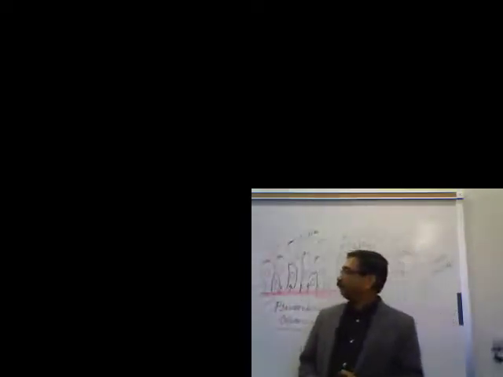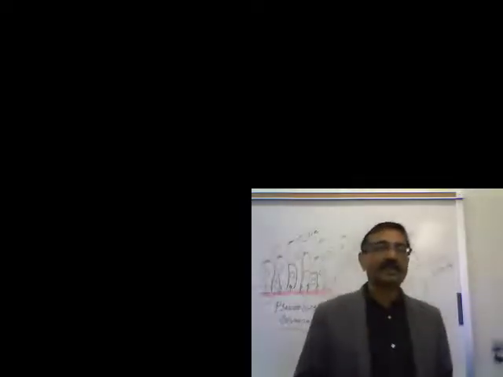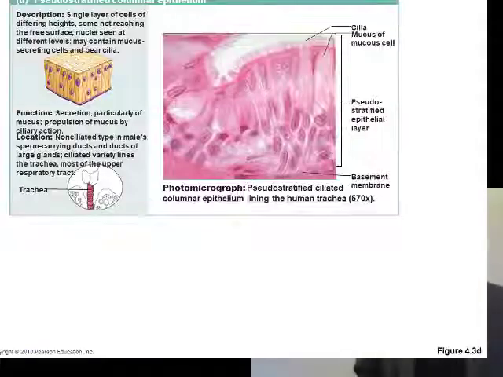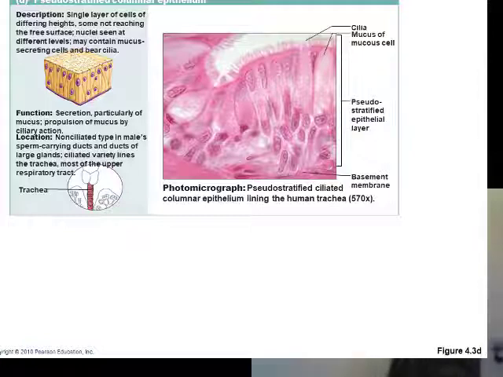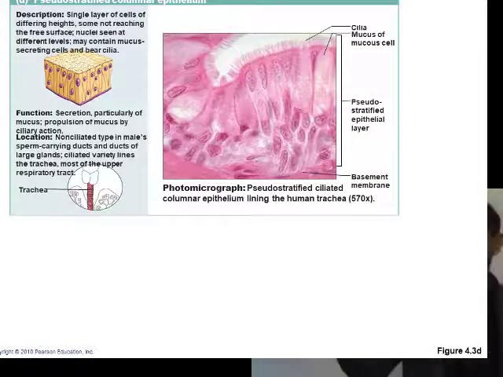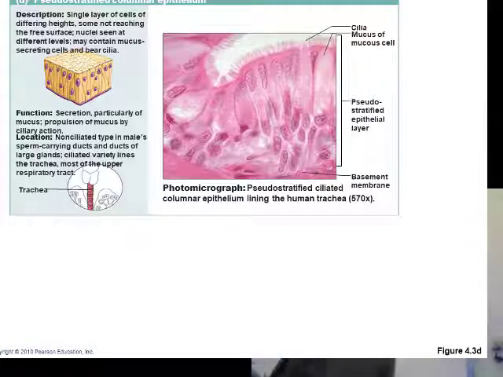Then pseudostratified columnar. Pseudostratified columnar, I just explained here. See this one? You have a single layer of columnar cells, but it looks like multiple layers, and this has cilia, right, soft hair. That's why you see cilia in this picture.